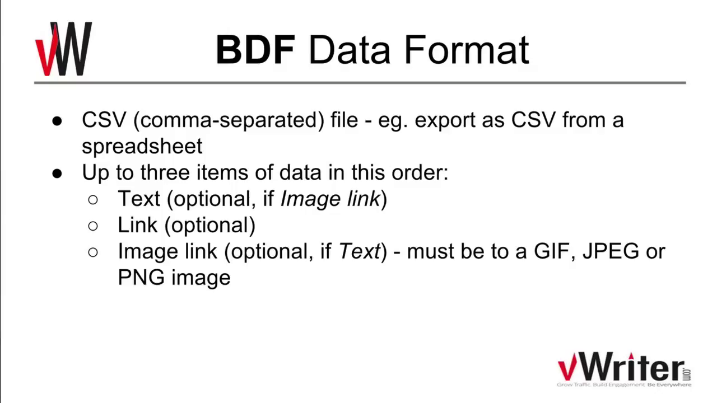This really refers to the columns that you'd have on a spreadsheet if you were then going to export it as CSV. So you can optionally have some text. If you leave out the text for the first column, you then would have to have an image link in the third column. It's either one or the other, basically. So in other words, you can't just have a link going out. It's got to either have some text or a link to an image, which will then be posted as an image to your social profile.